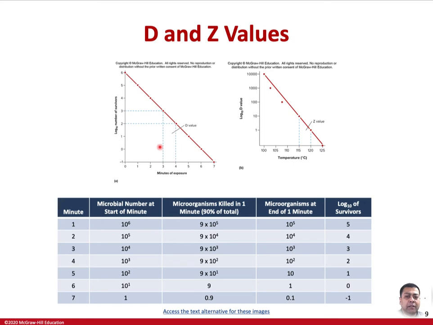So the D-value is the time required to reduce the number of this population by 1 log value. It is also possible to determine the temperature change at a given D-value that decreases the microbial population by 1 log cycle. This plot is an exponential plot of the D-values versus the temperature. Here on the y-axis you have the log 10 of the D-value, and here is the temperature change at a given D-value. The temperature change at a given D-value that reduces the population by 1 log unit is known as the Z-value.